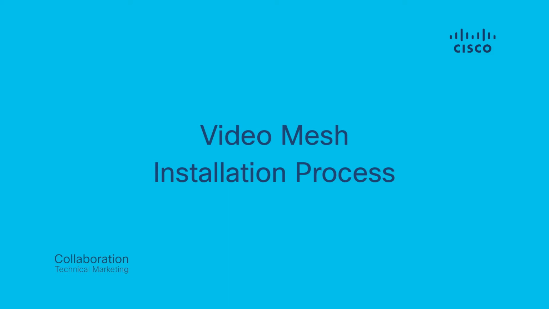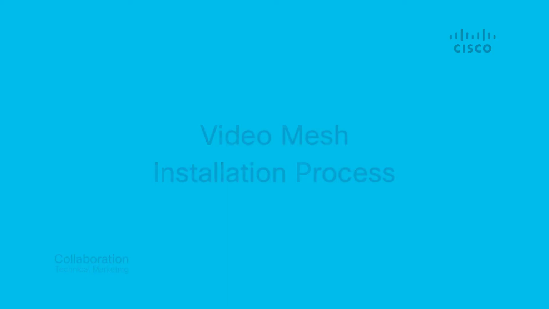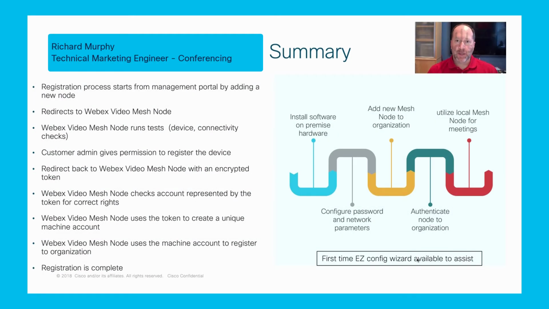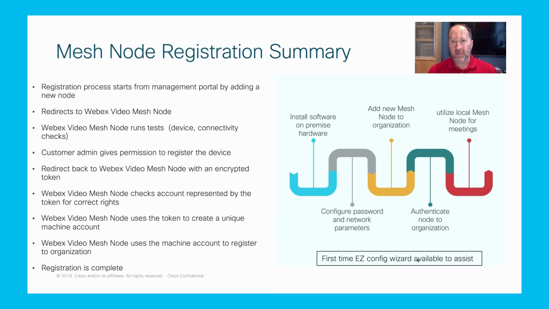This video is going to just talk about the installation process of the video mesh. Now, I could go over every one of these bullet points and talk to them in depth, but in reality, what we want to actually see is this live. How would you actually install it on a system? What does the configuration look like? What needs to be done on the Control Hub? Let's transition over into the demo.